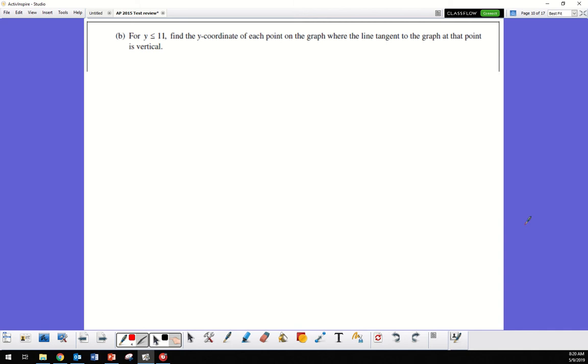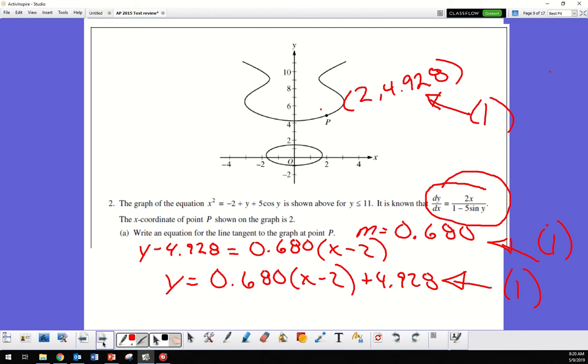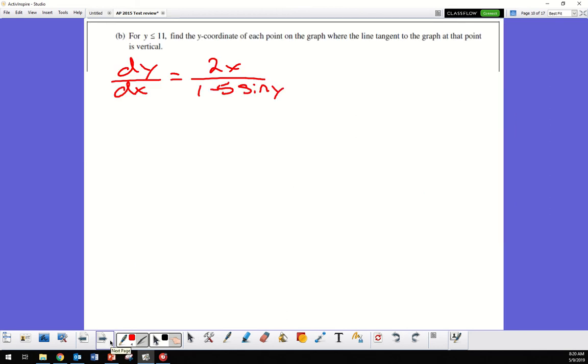my slope would be undefined, right? So the slope would be undefined, so mathematically, what would I have? I would have dy/dx equals 2x over 1 minus 5 sine y. For this to be undefined, the bottom has to become 0, so I want to state that: 1 minus 5 sine y equals 0. When the bottom of my function equals 0 is where this is going to happen.